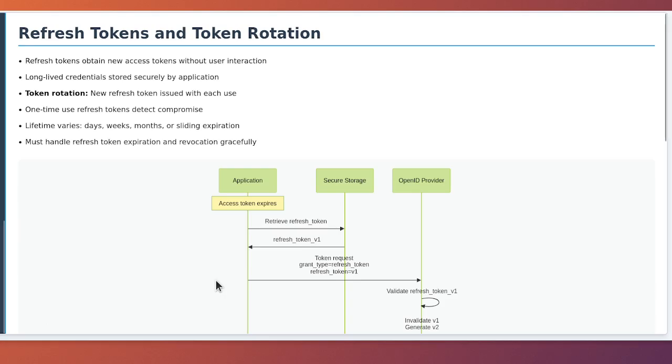Refresh tokens solve this problem by providing a long-lived credential that can be used to obtain new access tokens when the current ones expire, all without user interaction.